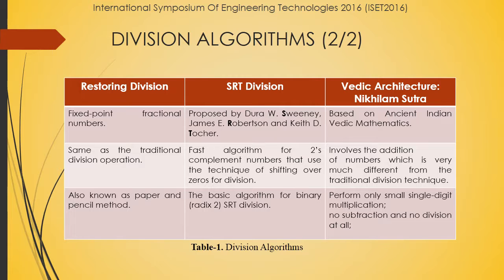The first division algorithm is restoring division. It uses fixed point fractional numbers and is the same as the traditional division operation, also known as the paper and pencil method. Secondly is the SRT division, which is proposed by Dura W. Sweeney, James E. Robertson, and Keith D. Tocher. It is a fast algorithm for two's complement numbers that uses the technique of shifting over zeros for division. The SRT division is the basic algorithm for radix 2 SRT division.